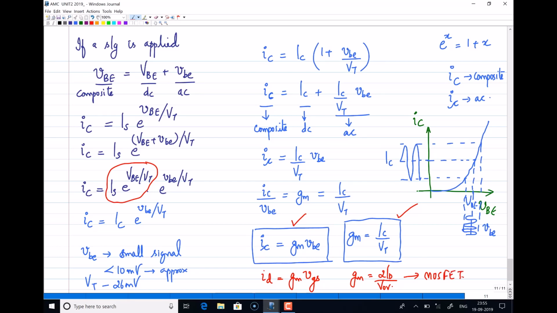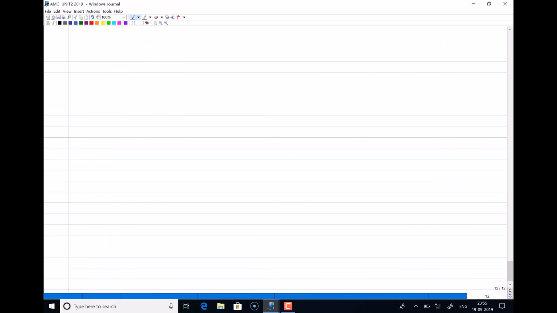Now in contrast to MOSFET, in MOSFET we know that the input impedance is infinity, or the impedance looking at the gate is infinity. The impedance looking at the source is 1 by GM, and the impedance looking at the drain is R0 if the source is grounded, right? So these things we have seen.